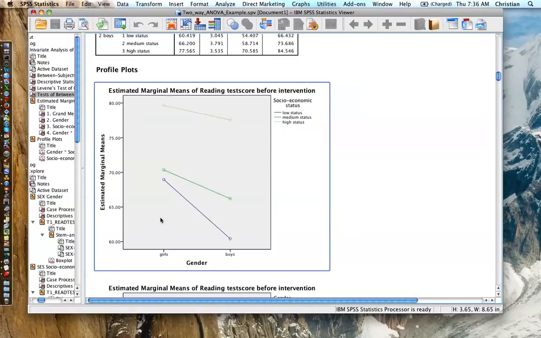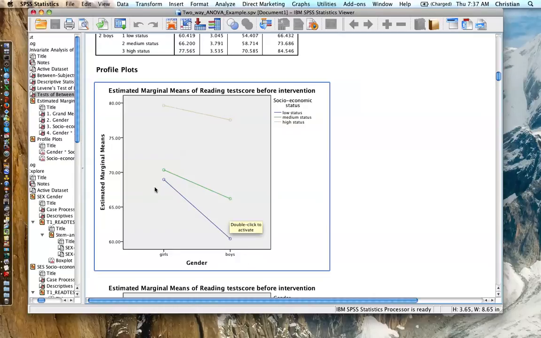So here you can see, okay, which status is the highest? And it happens to be the high status above all the others, and this seems to be a pretty clear distance here. Then between low status and medium status, we see, okay, they seem to be similar. However, there's a little bit of a drop off here in low status for the boys.